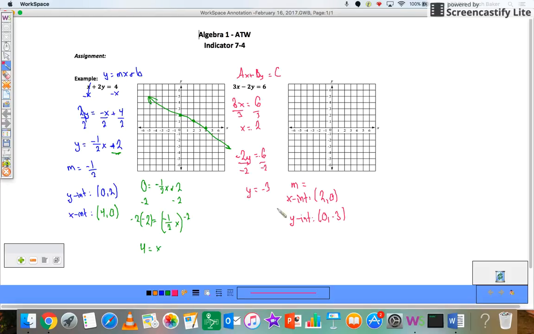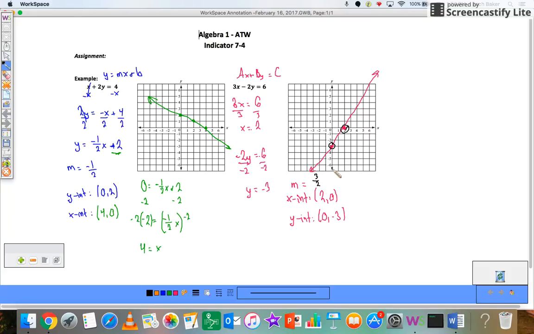Okay, so what we would do is plot our points. Our x-intercept here is 2, 0. So there's our point. Our y-intercept is 0, negative 3. So we're going to be looking at something like that. Now, to find the slope, we'll count from this point to this point. Okay, first of all, we go up 1, 2, 3. Since we're going up, that's going to be a positive 3. And then over 1, 2. So that's going to be 2.